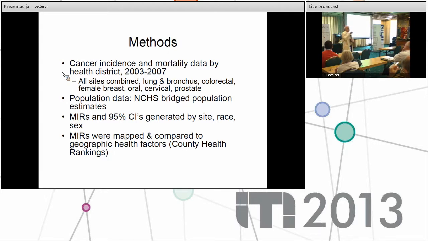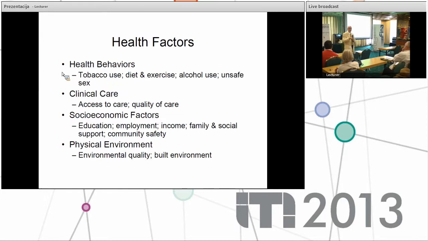Okay, so what's really nice is you can take different kinds of rates, and you can again use the geographic display to look and see if there are certain patterns that you may see that are related to risk. The health factors, behaviors that we had at the county level were tobacco use, diet and exercise, alcohol use, unsafe sex. We had clinical care, access to care, and quality of care measures. Socioeconomic status at the county health data district, education, employment, income, family and social support, and community safety. And we also had an environmental quality index, or the built environment. So we had these measures at the county level. These weren't at the individual level.